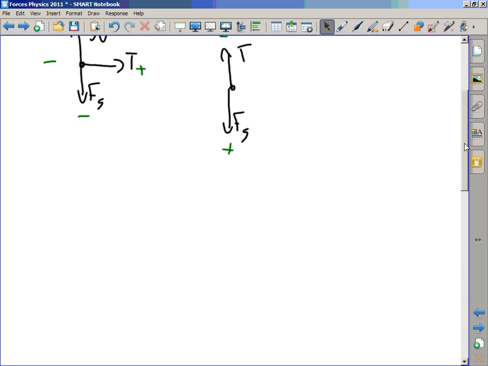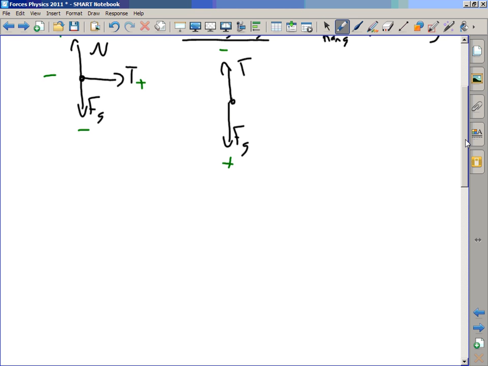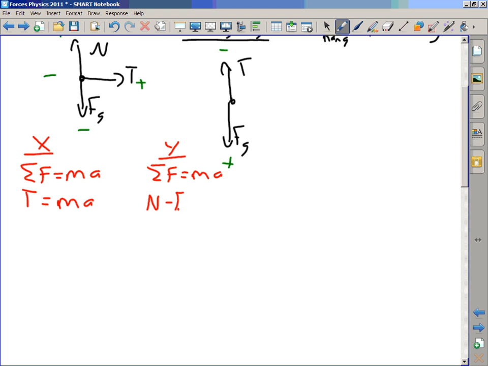XY axis for both of them. Over here for the cart, in the X axis, I only have one force, right? Tension, yeah. Tension equals ma. In the Y axis, I've got normal minus gravity equals zero, because the acceleration in the y-axis is zero. The cart isn't launching up into outer space or plunging down to the depths of the Earth.